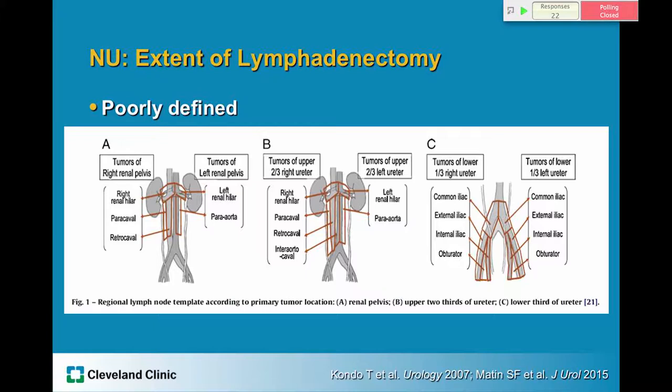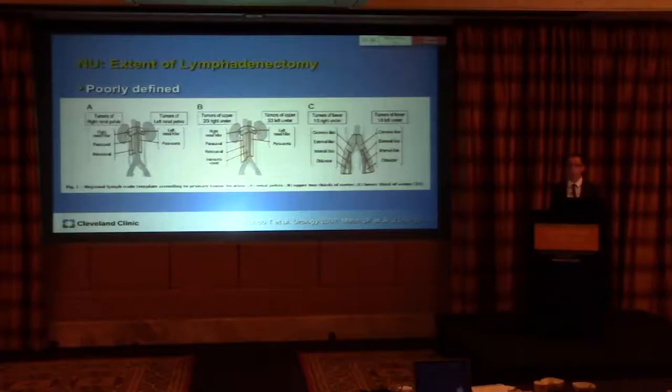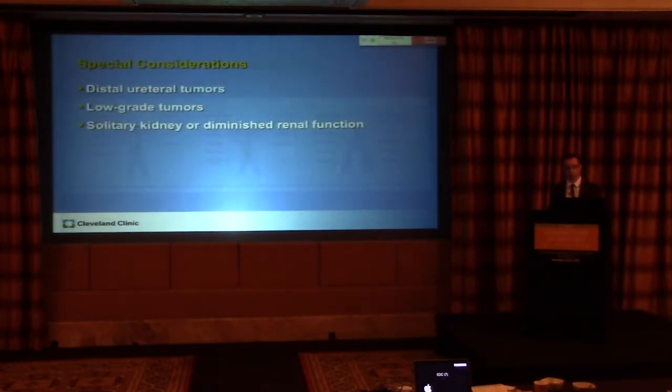In general, if patients have tumors in the renal pelvis or proximal two-thirds of the ureter, you'd want to perform a perihilar, retrocaval, paracaval, and possibly interaortocaval dissection for right-sided tumors. For left-sided tumors, you're looking at a perihilar and periaortic dissection. And for tumors in the distal third of the ureter, you're basically going to perform something similar to an extended pelvic lymph node dissection on the ipsilateral side for bladder cancer.